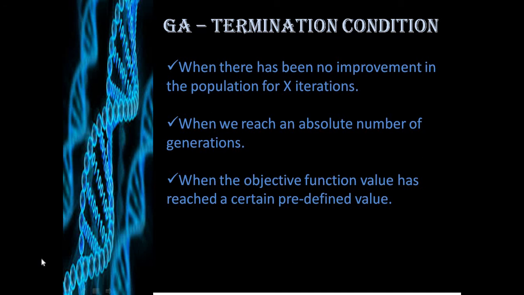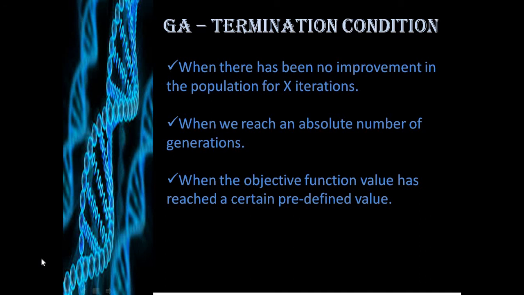So here are three termination conditions. First, when there has been no improvement in the population for X iterations. Second, when we reach an absolute number of generations. And third, when the objective function value has reached a certain predefined value.